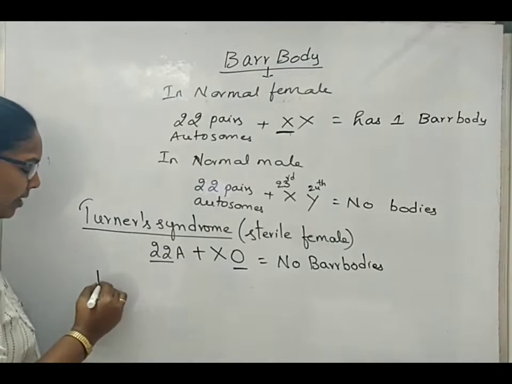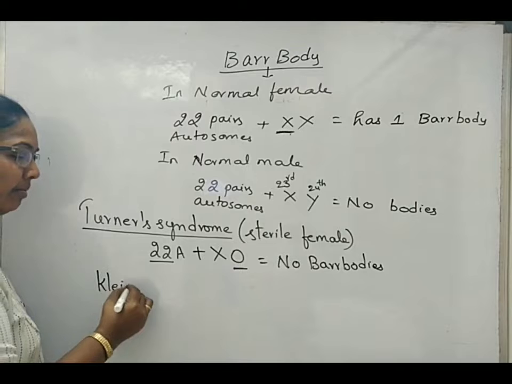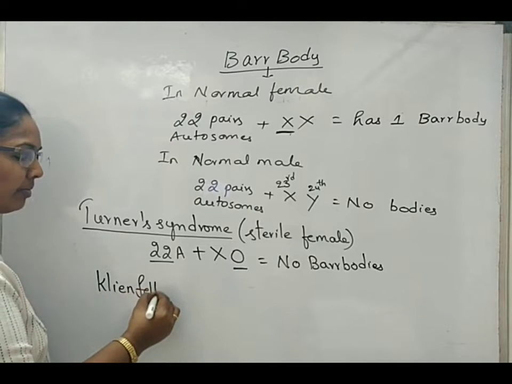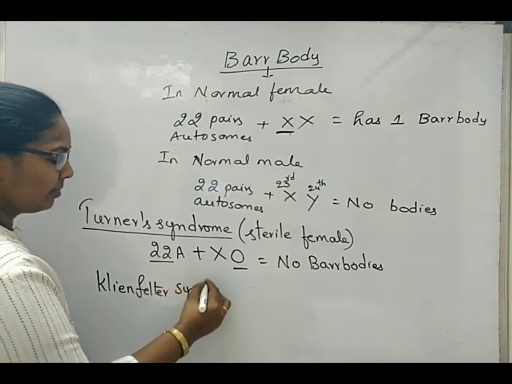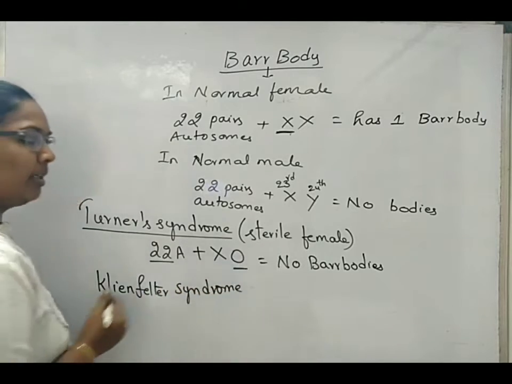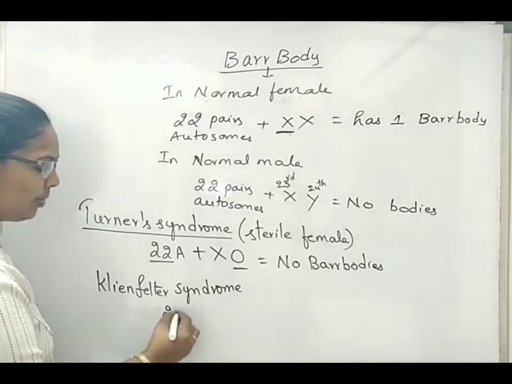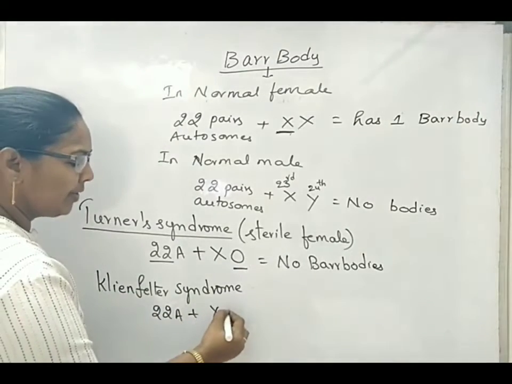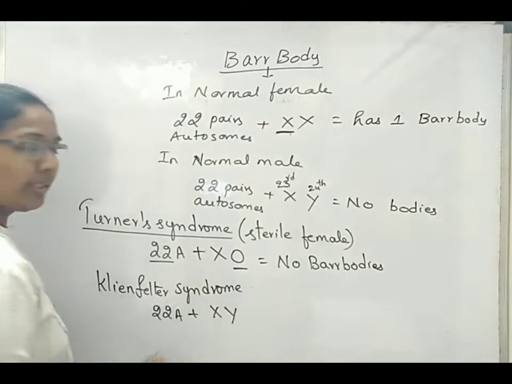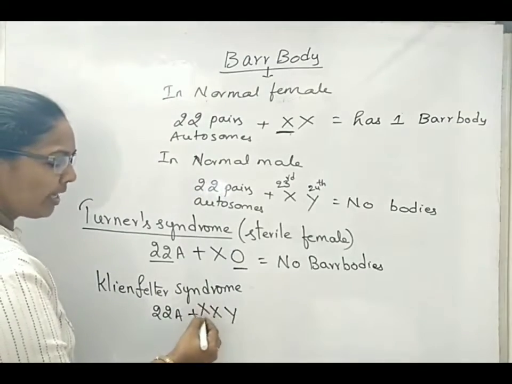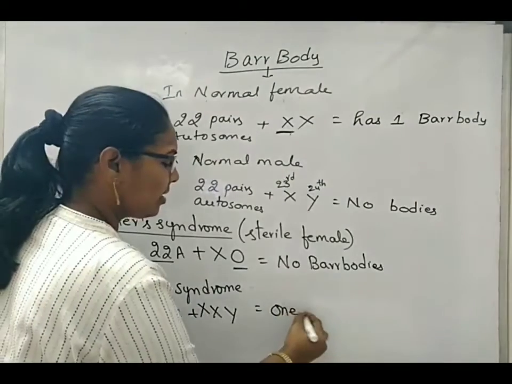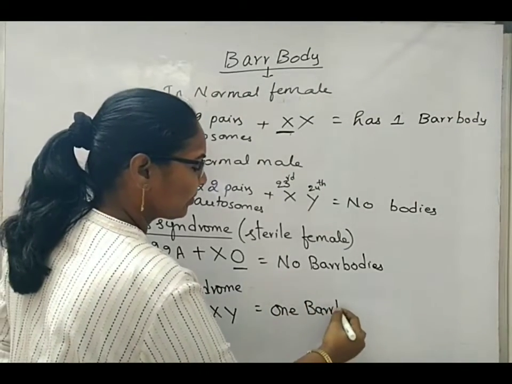We will take another syndrome, that is Klinefelter's syndrome. Here, the arrangement of chromosomes is 22 pairs of autosomes along with the 23rd X chromosome and the 24th Y chromosome, and there is one extra X chromosome. So here we can say there is one BARR body.